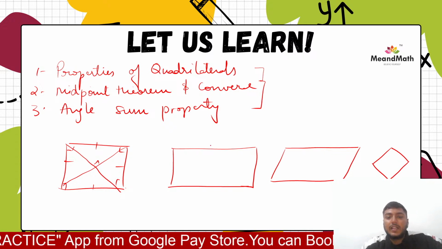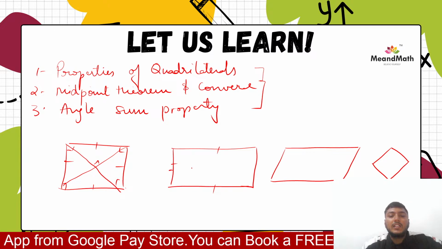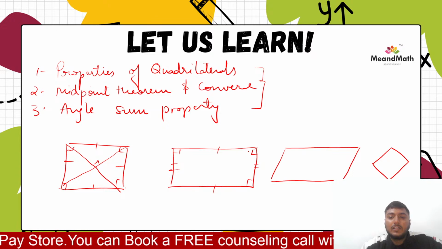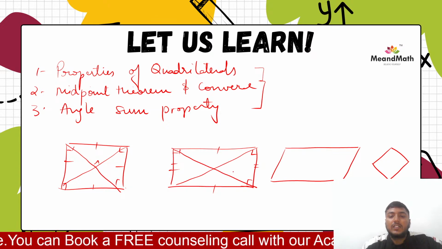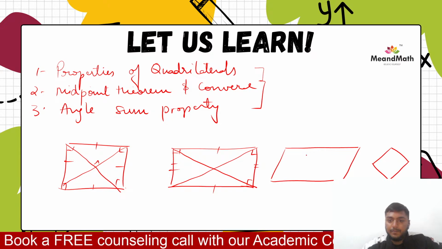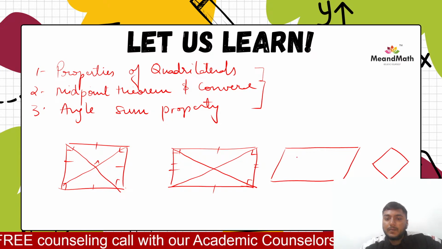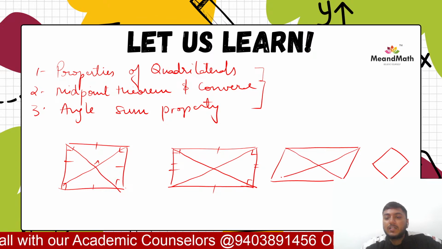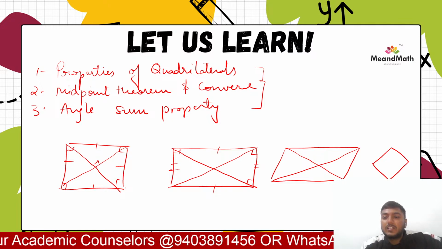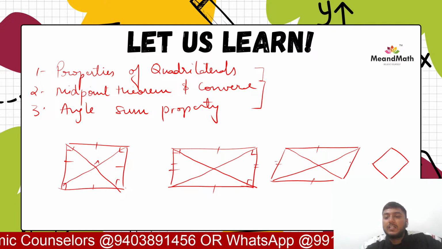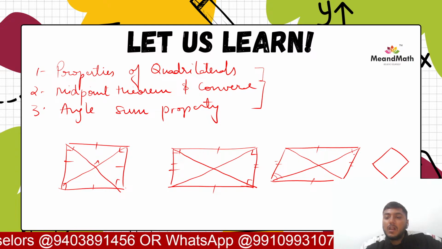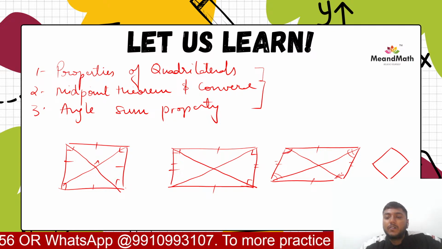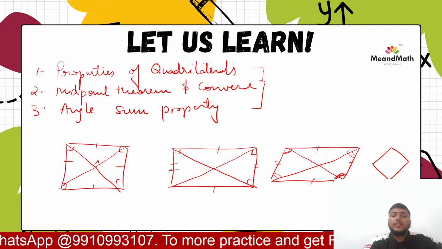Now next is rectangle. Opposite sides are equal and parallel. In a rectangle all the angles are 90 degrees, but the diagonals are equal and bisect each other. That's it. They are not at 90 degrees. Now next is parallelogram. In a parallelogram, diagonals bisect each other, and opposite sides are equal and parallel. Opposite angles are equal, and the sum of adjacent angles would be 180 degrees because of the co-interior angle property, right?